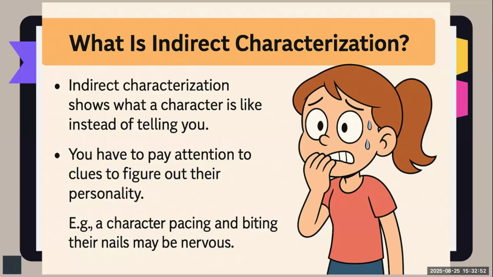Today, we are going to talk about indirect characterization. What is indirect characterization? Indirect characterization is when an author shows you what a character is like instead of directly telling you. You have to pay attention to clues in the story, like what the character says, does, or how others react to figure out their personality. For example, if an author describes a character biting their nails and pacing, you might guess they are nervous. The author doesn't say this person is nervous, but you could tell from their actions.